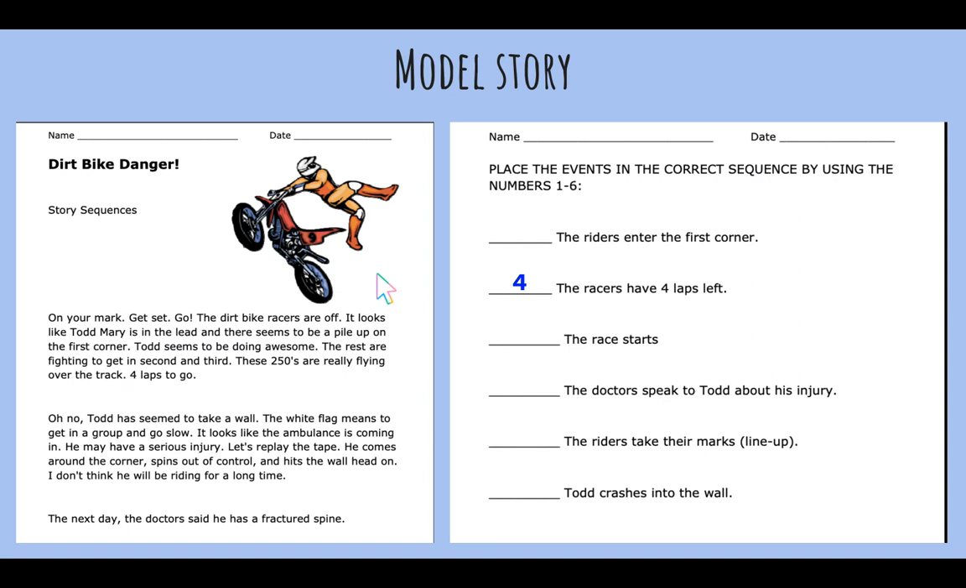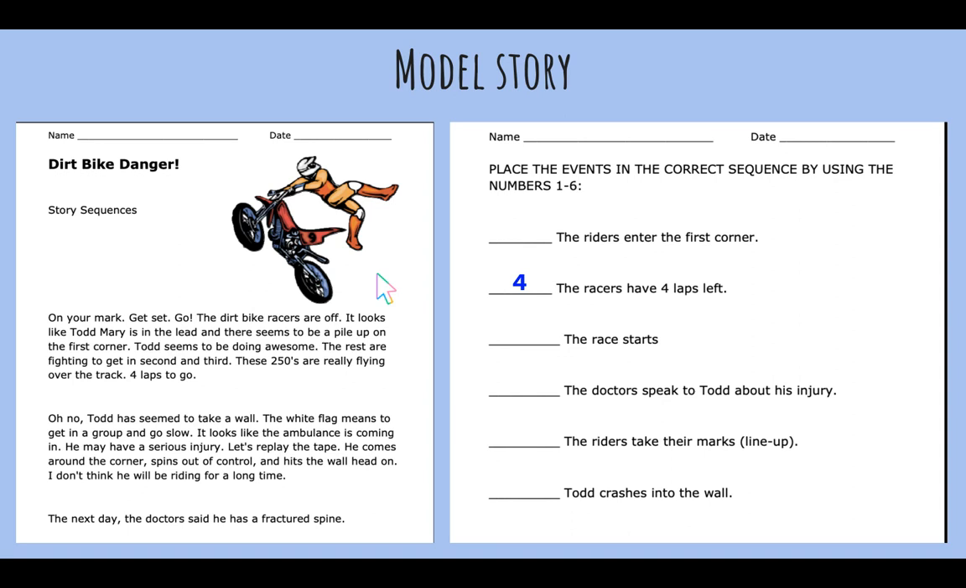The white flag means to get in a group and go slow. It looks like the ambulance is coming in. He may have a serious injury. Let's replay the tape. He comes around the corner, spins out of control, and hits the wall head on. I don't think he will be riding for a long time. The next day, the doctor said he has a fractured spine.